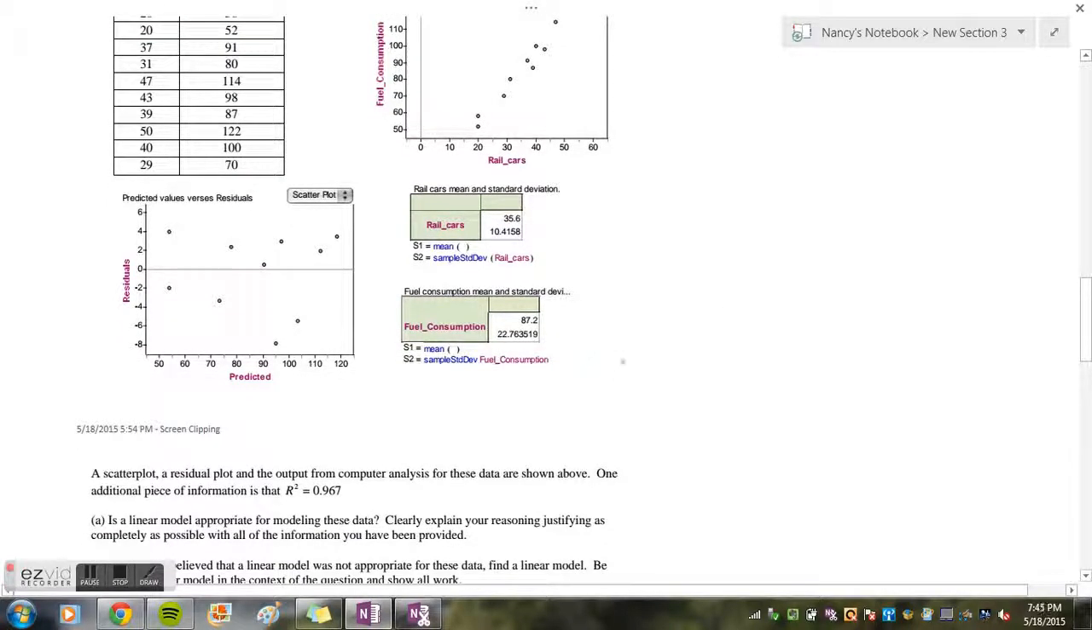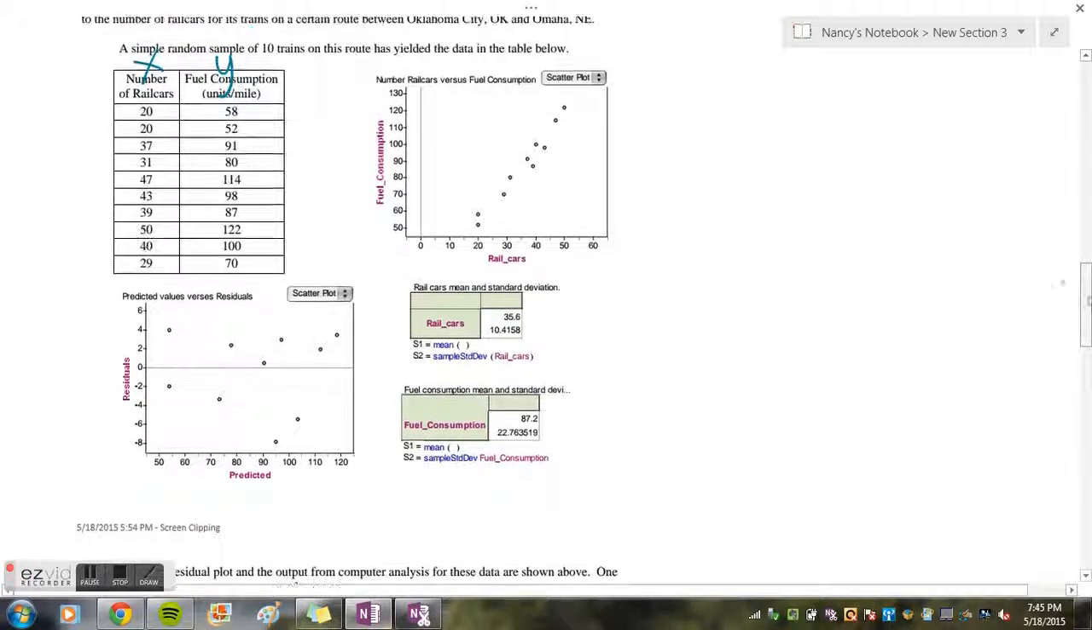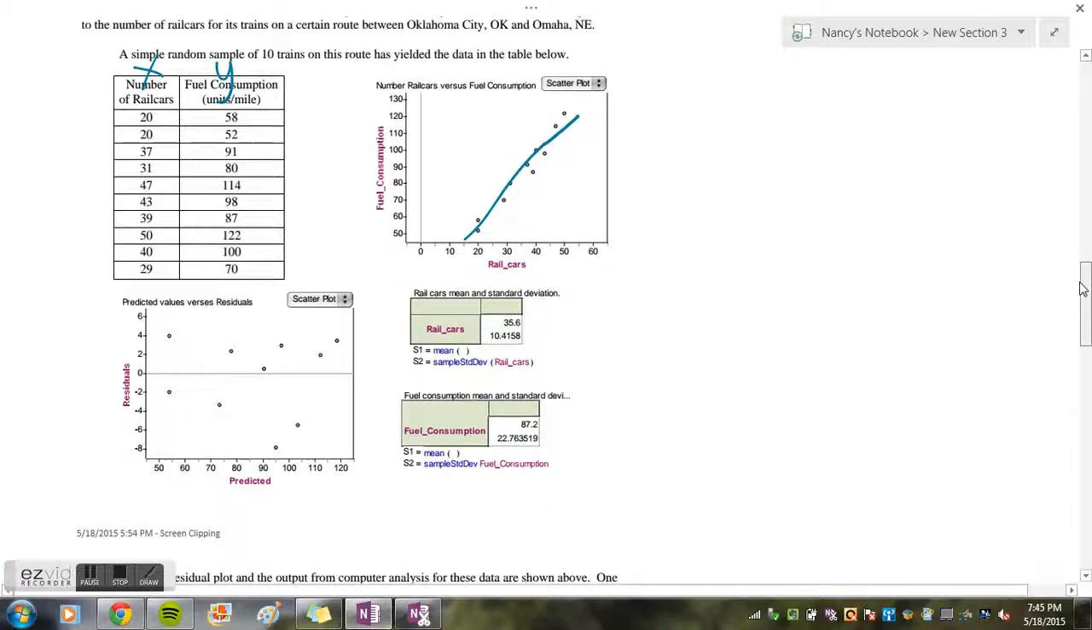And now let's go to the first question. Is the linear model appropriate for modeling these data? Well, let's look at the original data plot. We can see that it is linear. And then we can also look at the residual plot and see that there is no obvious pattern, so a linear model is appropriate to use.